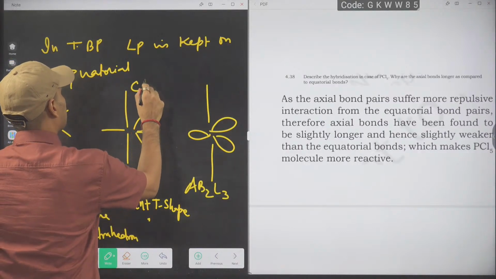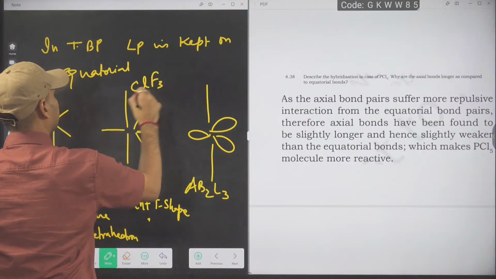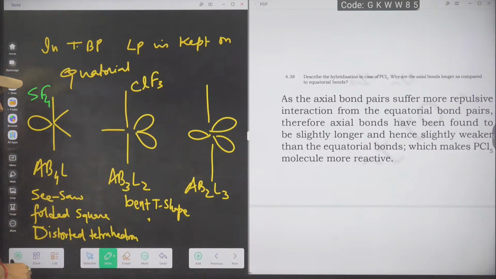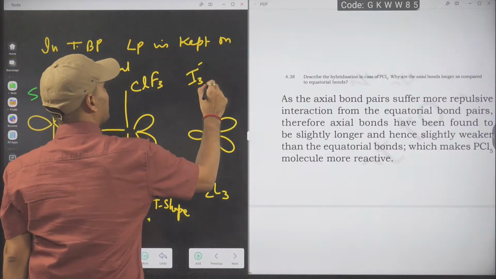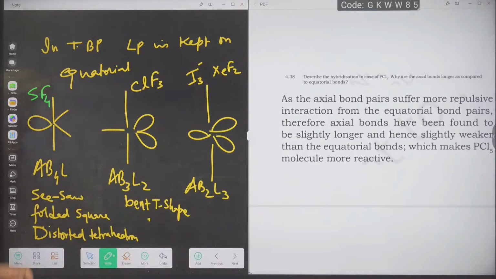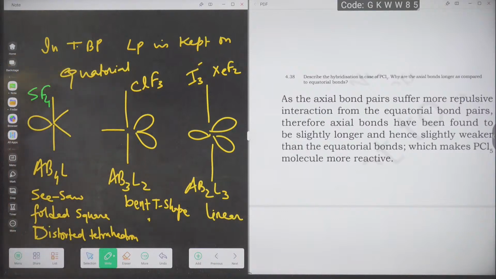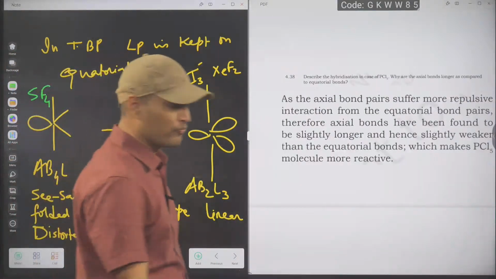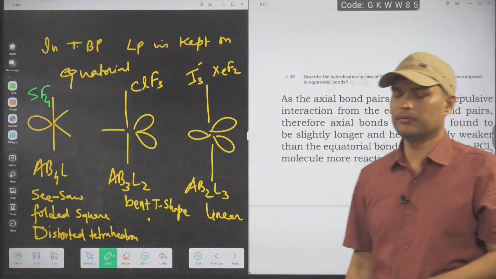Example, you can write ClF3. Given in NCERT, ClF3. BrF3. We will see this example. This one, you remember, I3 minus, XeF2. All these are same. Now linear. Clear with this? Dekh lo. Can you see it all?